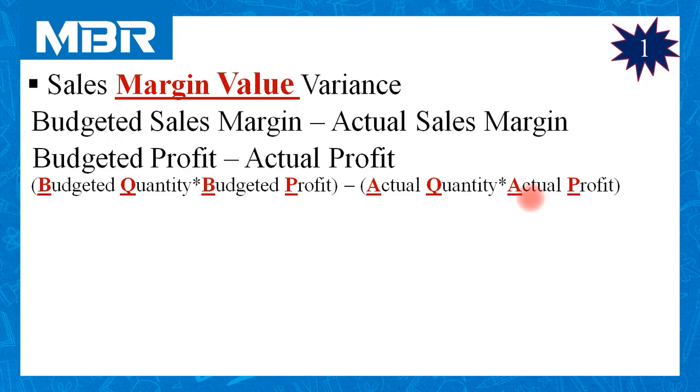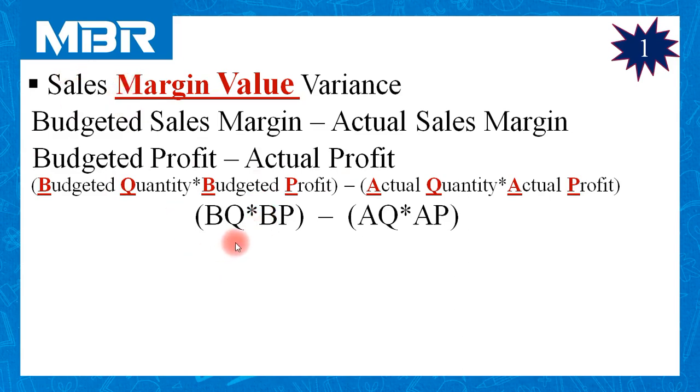This formula is similar to the formula that we have used at the time of calculation of sales value variance. Only the difference is, instead of price, now we are using profit. Abbreviated form of the formula: BQ into BP minus AQ into AP. Keep this thing in your mind that here P is used for profit, not for price.